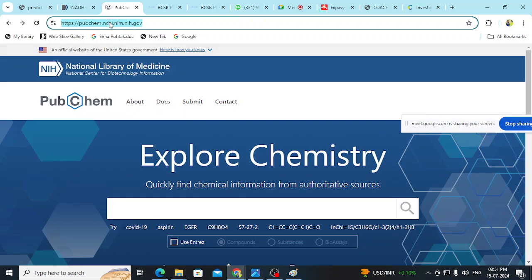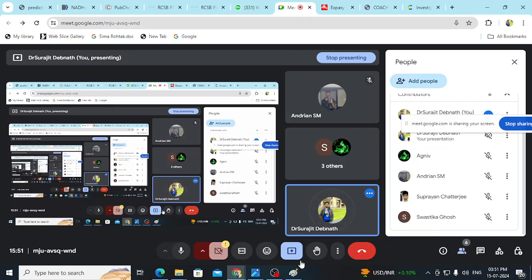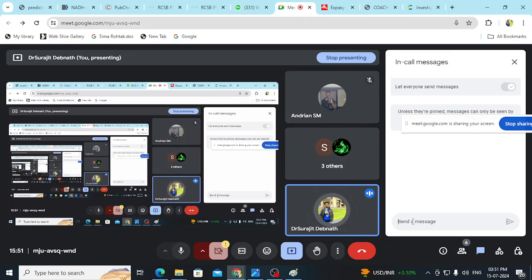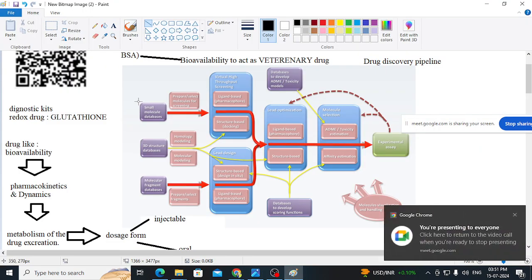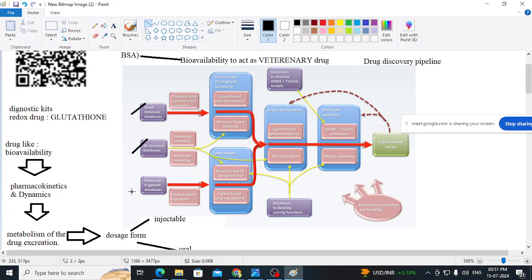You can even consider it as a small molecule database. So I am sharing with you the link of the tool which will help you to use this small molecule database. So this is the first step, as you can see. Either you can use this small molecule database, or you can have a 3D structural database as well, or molecular fragment databases are also there.